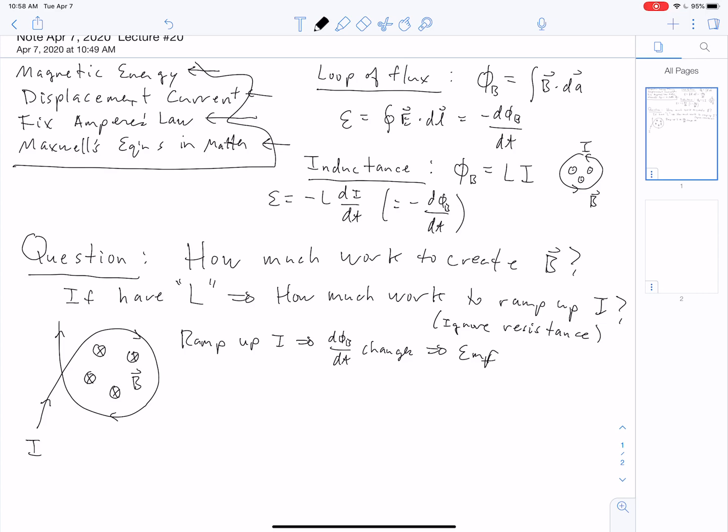Then EMF develops. And what happens is the current has to fight against the EMF. It has to fight the EMF. And that's the energy that we expend to create the current. So whenever we have a loop and want to ramp up the current, it's going to cost us some energy because we have to push the current against the EMF.